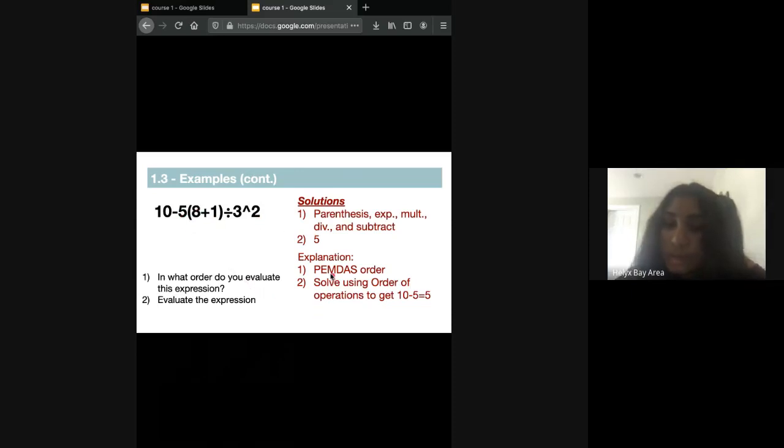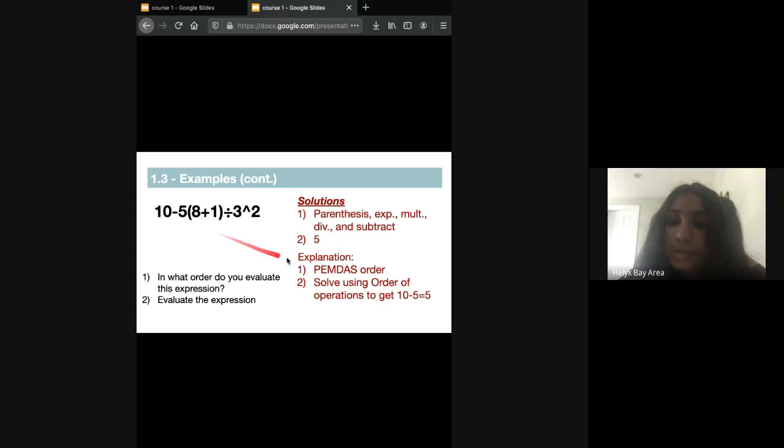So because we know that next is multiplication, we know we have to do 5 multiplied by 9. So 5 multiplied by 9 is 45. So now we have 10 minus 45 divided by 9.